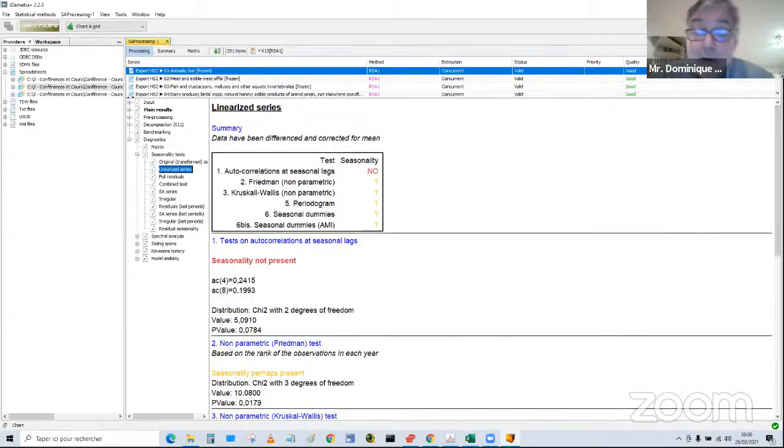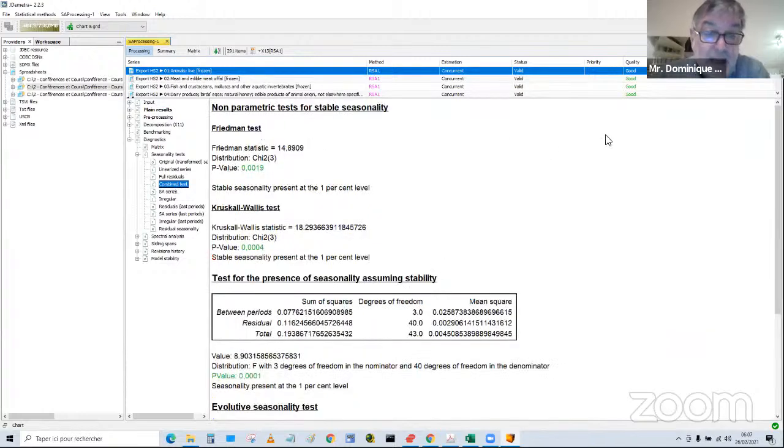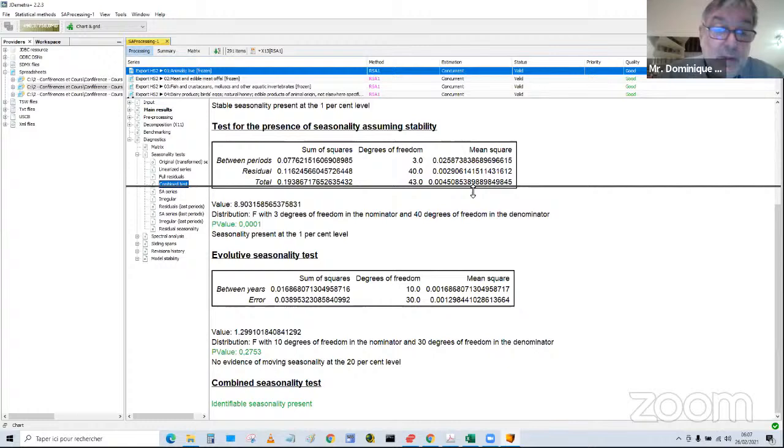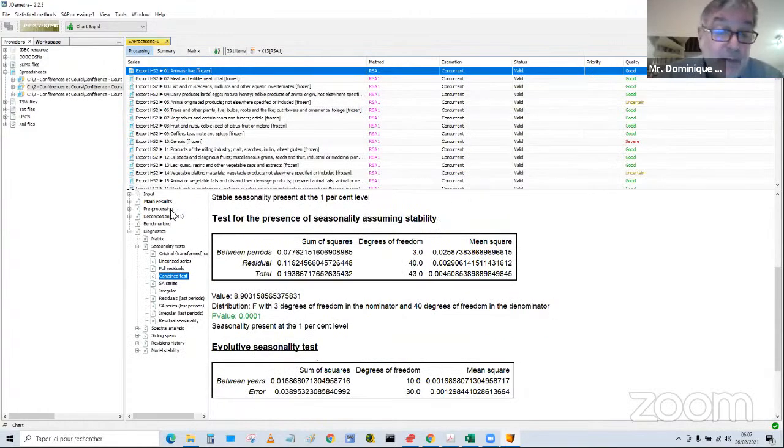X11 has its own seasonality test, which is the combined test. So you can find it on the fourth row of the tree on the left, okay? So if I go to it, I will have at the end something, okay. So for X11, they have an identifiable seasonality present. So if I trust this test, I will perform the seasonal adjustment. For this case, we will see at the end if we do it or not. But it might be relevant to do it.